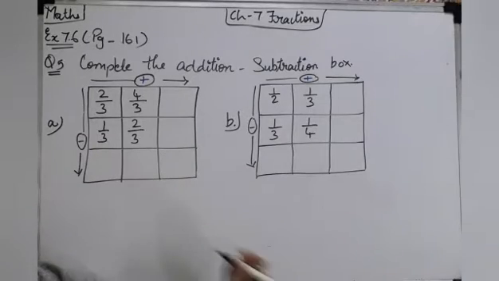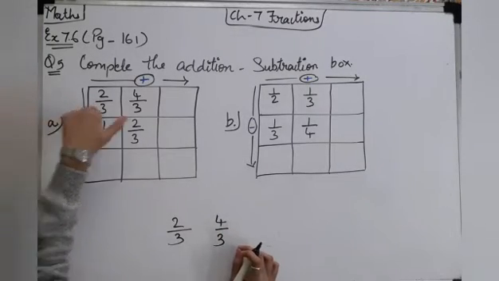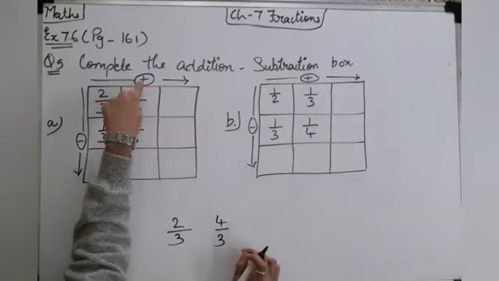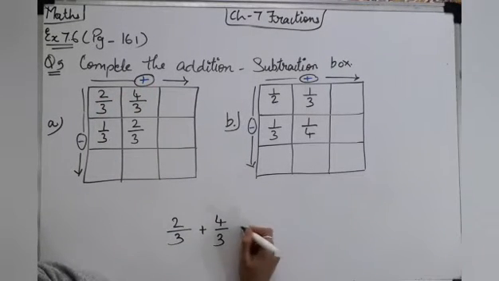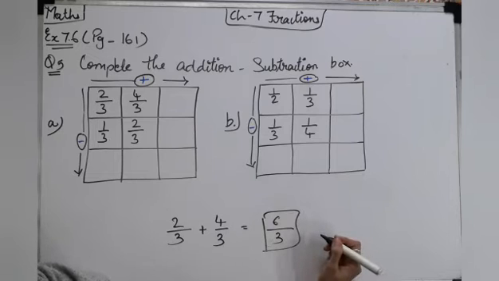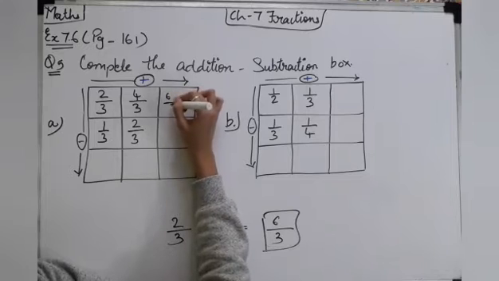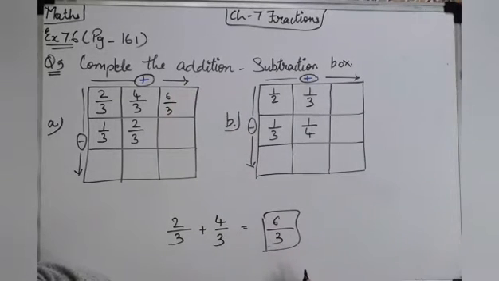for example, see, if you are taking 2 upon 3 and 4 upon 3, you are going left to right like this way. So it is addition. So you will put addition here. So the answer will be 3. Denominators are same. So it is a like fraction. So I will write 3 here. 2 plus 4. 2 plus 4 is 6. So our answer is 6 upon 3. Okay.